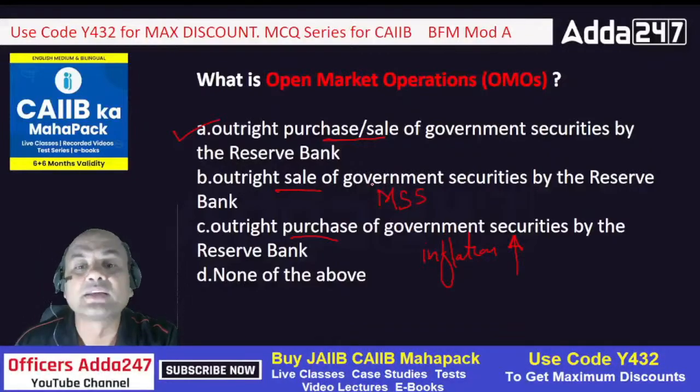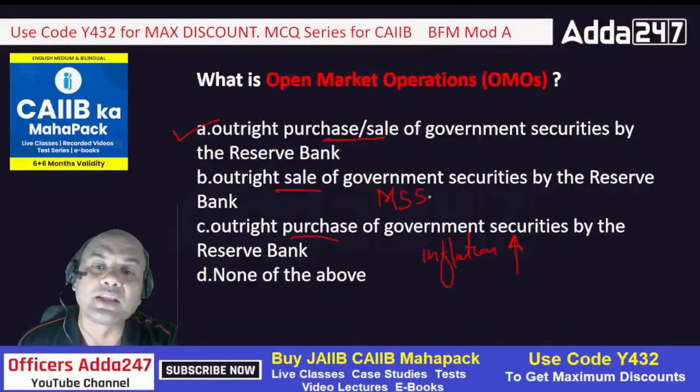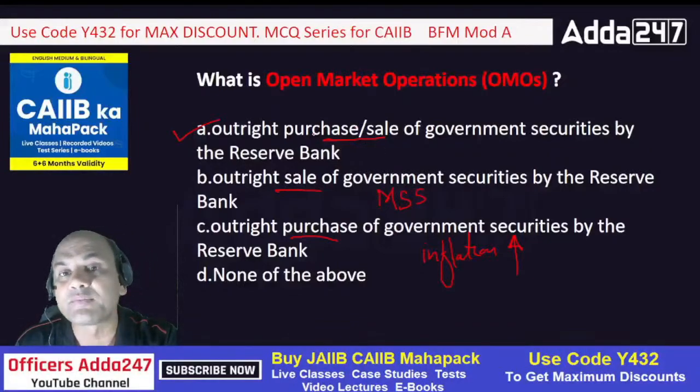Now we are focusing on these 5 points: credit rationing, consumer credit control, margin requirement, moral suasion, and direct action. So now we do the first one.